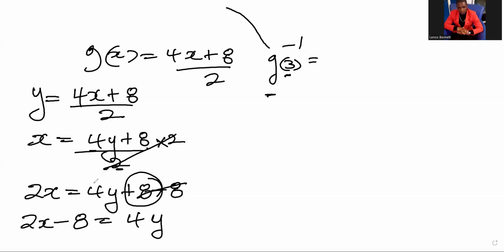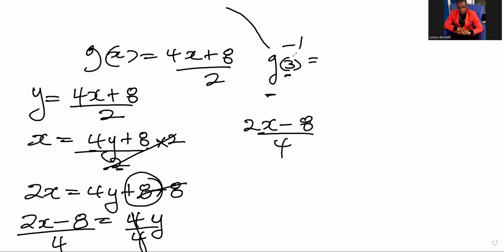And of course, again, we do the opposite. The opposite of multiplication is division. So we're going to divide by 4. Anything we do to one side, we do to the next side. So this is the result of the inverse: 2x minus 8 over 4.